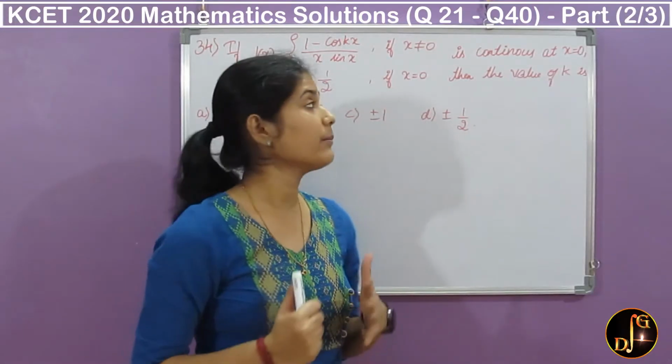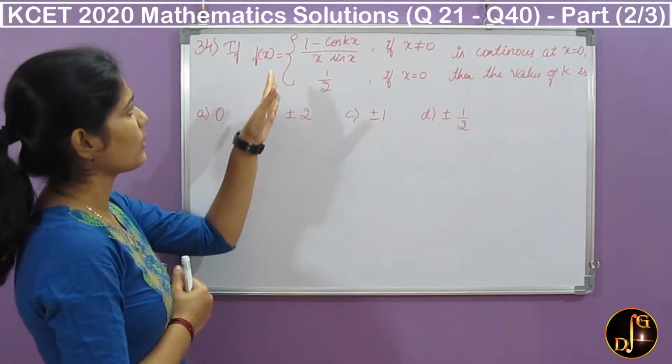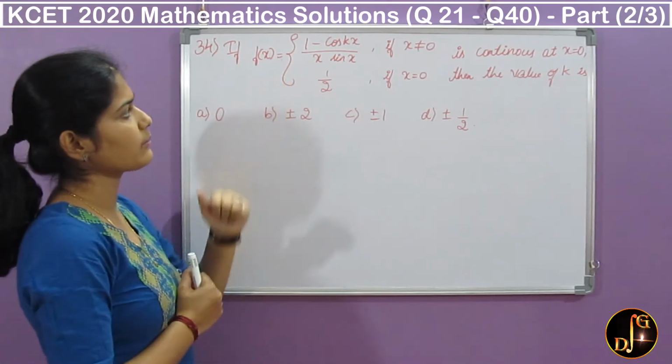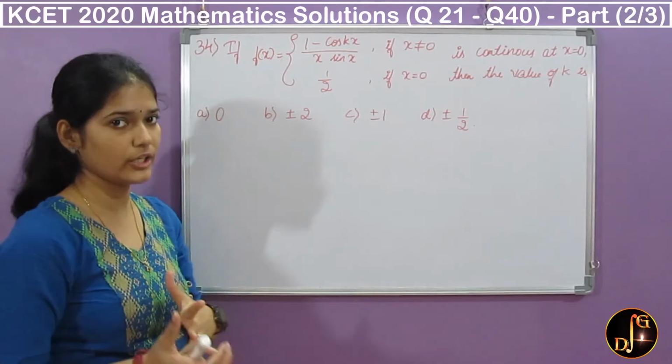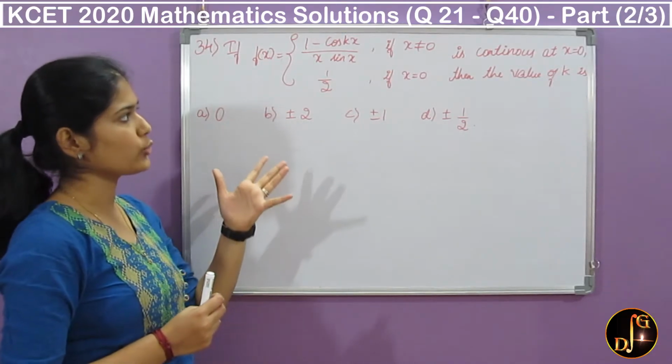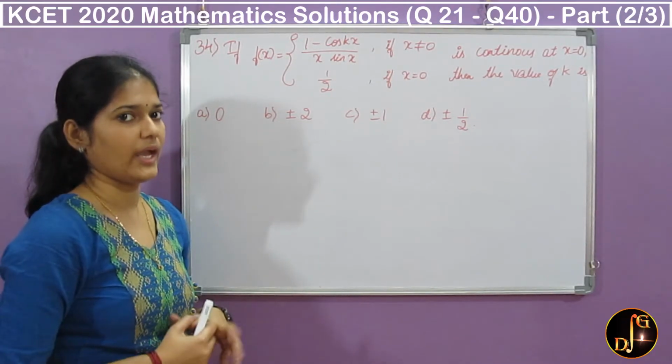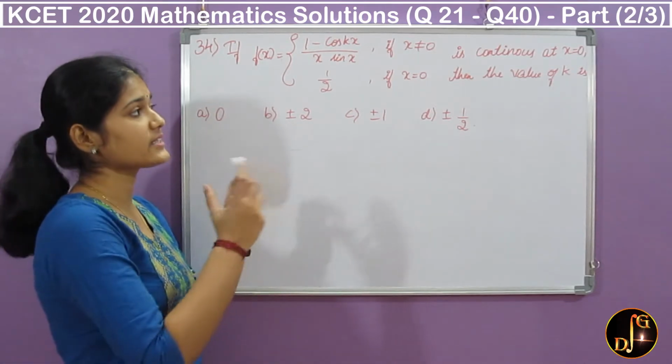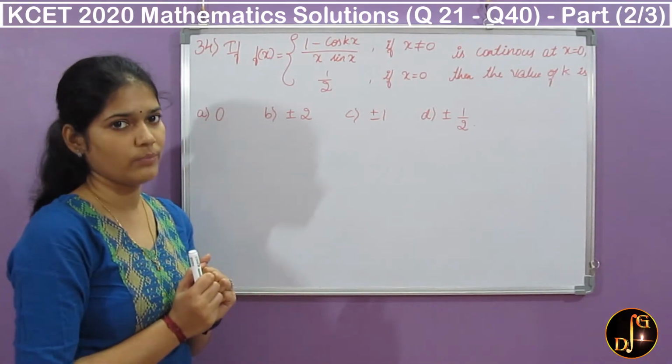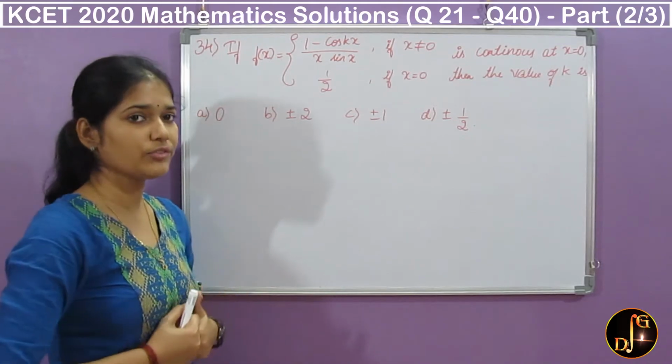In this problem, it is given that f of x is equal to (1 minus cos kx) divided by (x sin x) if x is not equal to 0, and 1 by 2 if x is equal to 0. And also it is given that it is continuous at x equal to 0. Then we have to find the value of k.